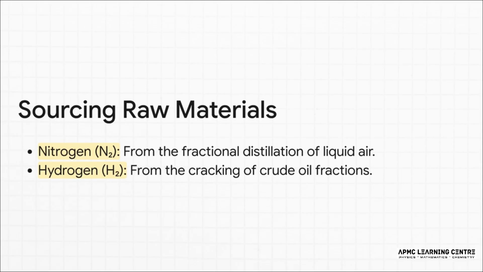First up, you need your ingredients. The nitrogen's the easy part. You just pull it out of the air we're breathing, since air is about 78% nitrogen. The hydrogen's a bit more involved. It's usually made by breaking down natural gas or other stuff from crude oil.